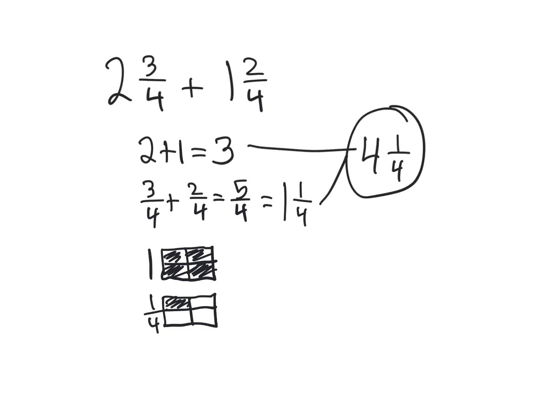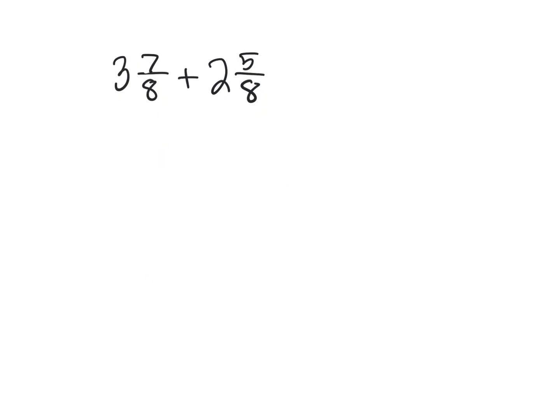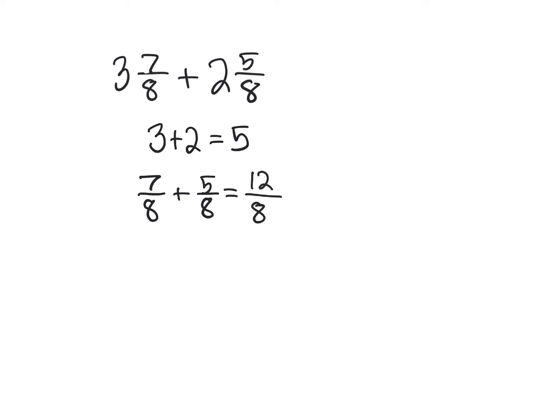We're going to look at one last question just to give us a good idea of how this works. We're going to add the whole numbers. 3 plus 2 is 5. Then we're going to add the fractions, 7/8 plus 5/8. 7 plus 5 is 12. We keep our denominator the same of 8, and we have 12/8. And so once again, we need to figure out what 12/8 is equivalent to.